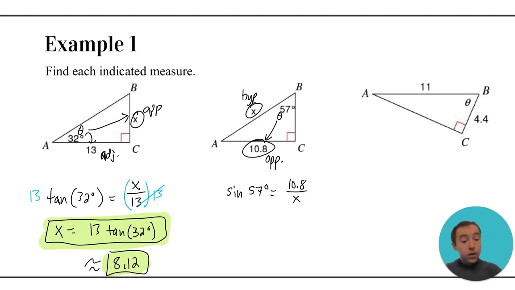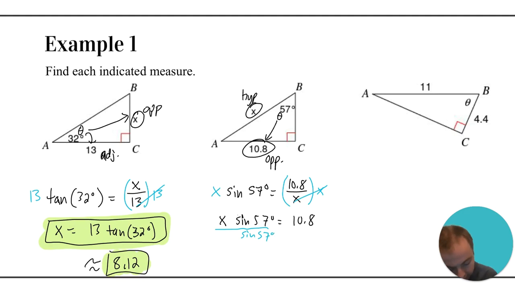Okay, so now when you have the variable on the bottom right there, what you'll want to do is multiply by the variable to cancel out the dividing of the variable. And then, of course, you're going to have to multiply by the variable on the other side. So we get x times sine of 57 degrees is equal to 10.8. And then to get x alone, we can undo the multiplication by sine of 57 degrees. So divide by sine of 57 degrees, it cancels out right there.